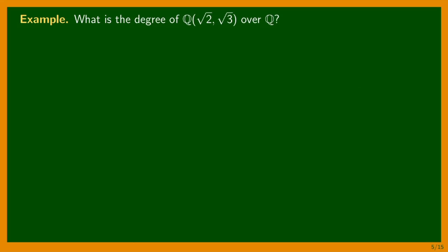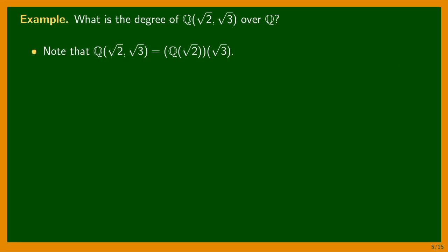May tanong ako. What is the degree of this? When you say degree, this is an extension of Q that contains the square root of 2 and square root of 3. Of course, because this is a field extension, this is a vector space over Q. By the degree, we mean the dimension. What do you think is the dimension? Well, as you can see, Q adjoin square root of 2, square root of 3 is Q adjoin square root of 2 adjoin square root of 3.